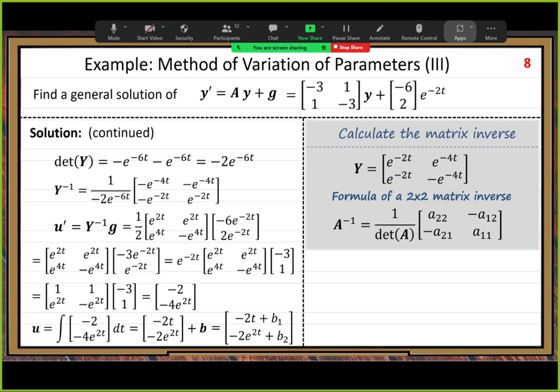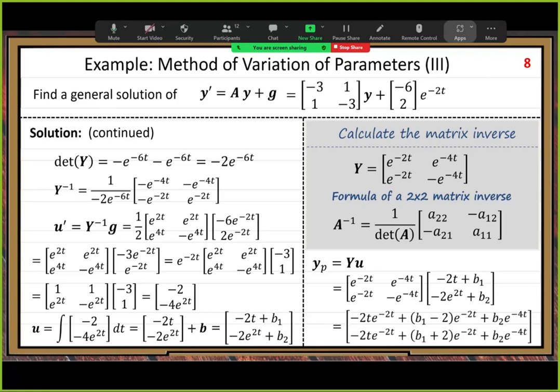Next, we want to write the final solution. yp equals y times u. This is the u. So y times that u. Then you do the multiplication and you get this expression. I hope it's not too complicated for you.